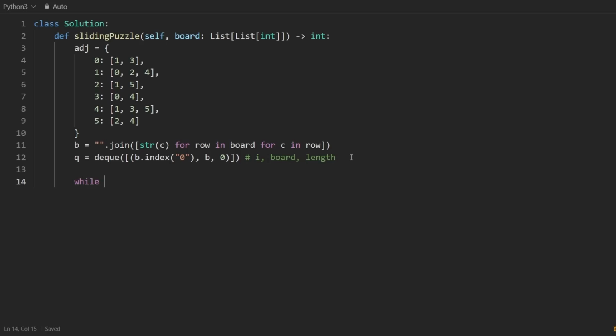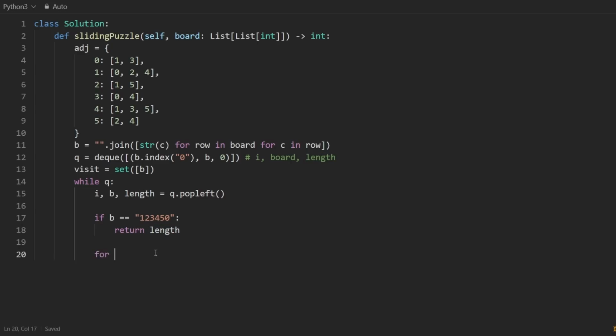The way this is going to work is we're going to say while q is not empty, we're going to pop left from the queue. We're going to get three things: the index, the board, and the length. And we can immediately say if b is equal to the desired state, 1, 2, 3, 4, 5, 0, then we can return the length. Otherwise, we can then continue. We are going to have a hash set, which I'm going to call visit. Initially, it's going to have just b itself, the initial state of the board. So then down here, we can say for the neighbors, so in our adjacency list up above, for j in adjacency of i, we can then go to the neighbors and then add the board in visit as we go.